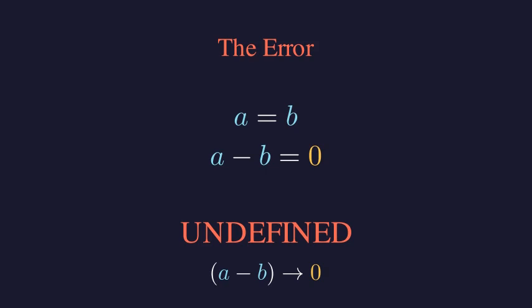This is why mathematicians are so strict about undefined operations. The proof is not a demonstration of a broken reality, but a demonstration of a broken rule. Whenever you cancel variables, you must always ensure the value you are removing is not 0.